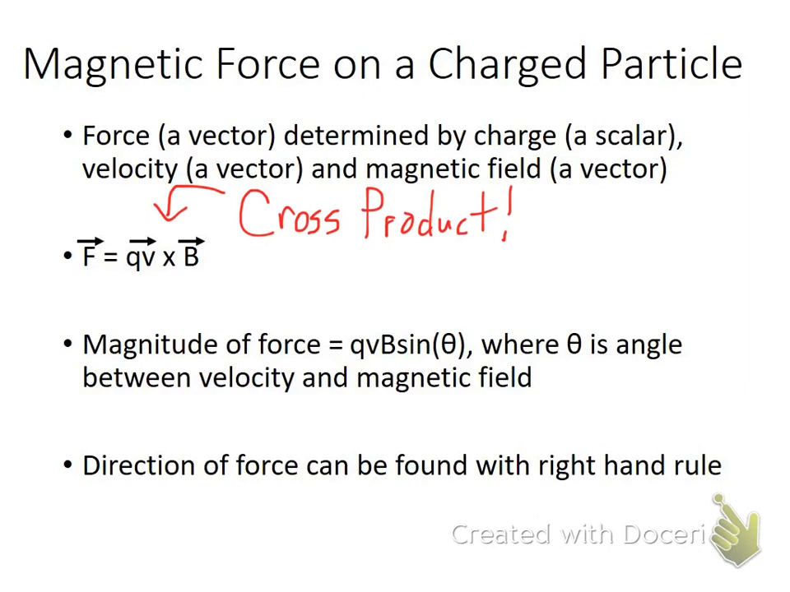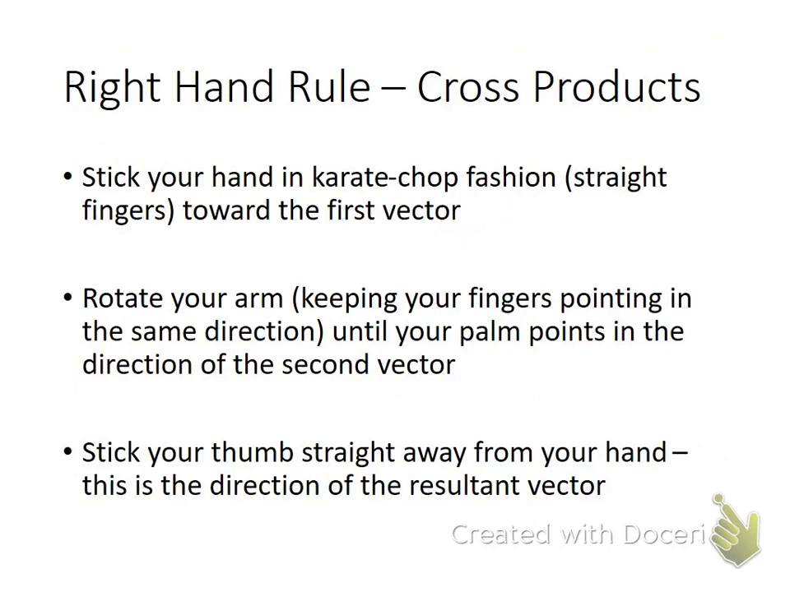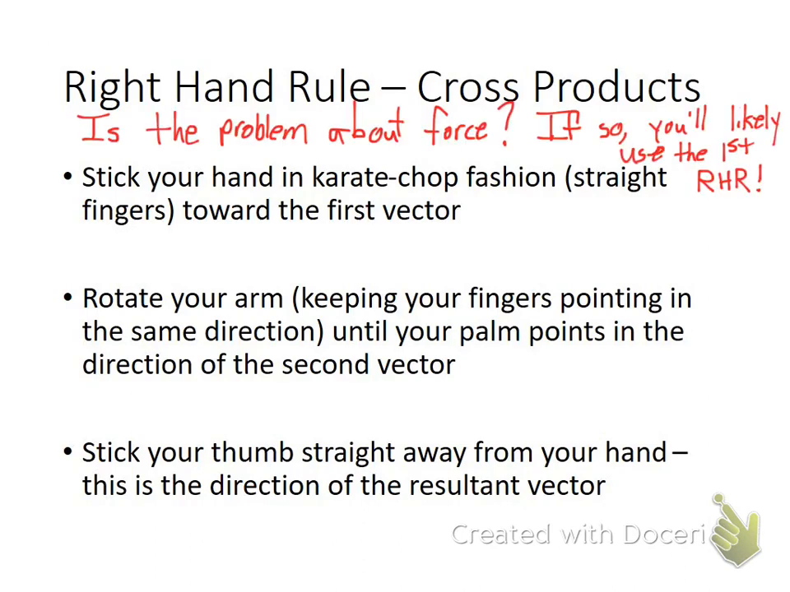To find the direction, you can use the first right-hand rule. Anytime you are faced with a cross product, which in this unit is any time you are faced with a force, start by karate chopping in the direction of the first vector. In this case, that'll be velocity, because it's QV cross B, not B cross QV. So karate chop, keep your palm open, point all your fingers in the direction of the velocity. Then you're going to have to rotate your arm, keeping your fingers pointing straight forward in the direction of the velocity, until your palm faces the direction of the magnetic field.